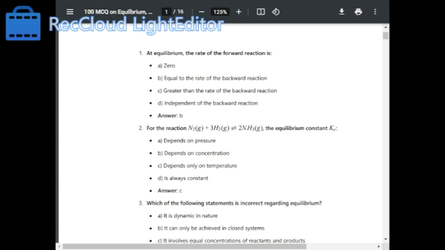Question number 2. For a reaction N2 plus 3H2 equal to 2NH3, the equilibrium constant Kc is: option A, depends on pressure; option B, depends on concentration; option C, depends only on temperature; option D, is always constant. The correct answer is C, depends only on temperature. The option C is correct.